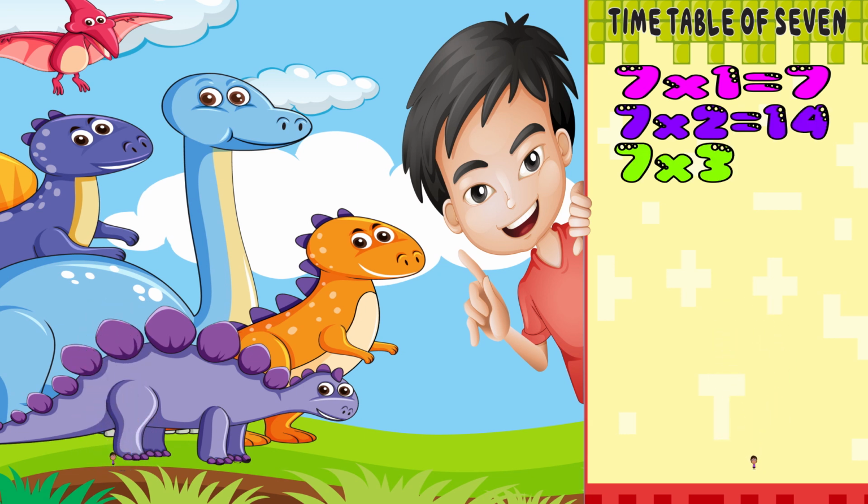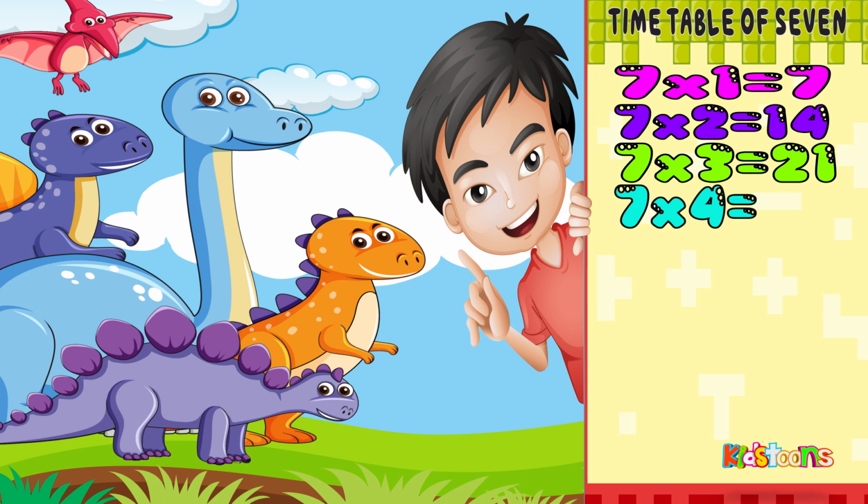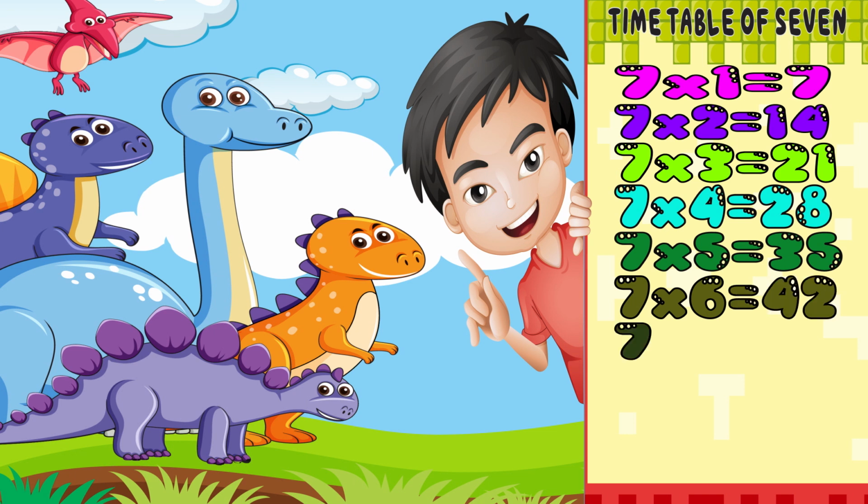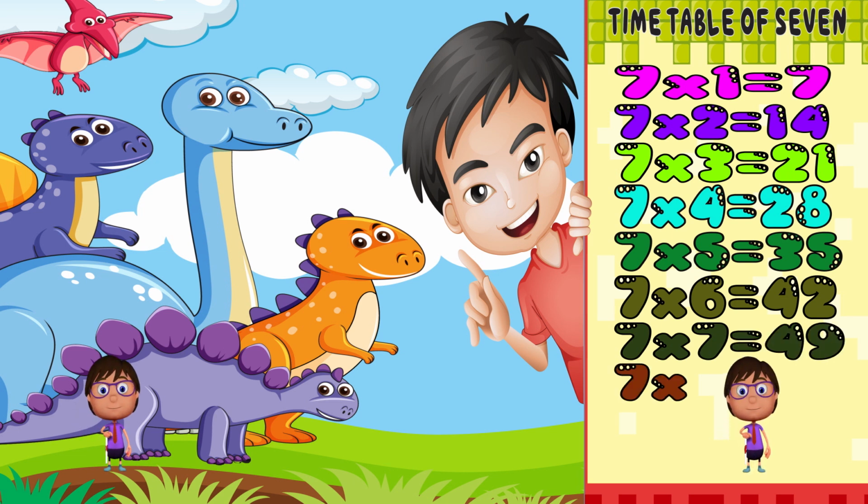7 times 3 is equal to 21. 7 times 4 is equal to 28. 7 times 5 is equal to 35. 7 times 6 is equal to 42. 7 times 7 is equal to 49.